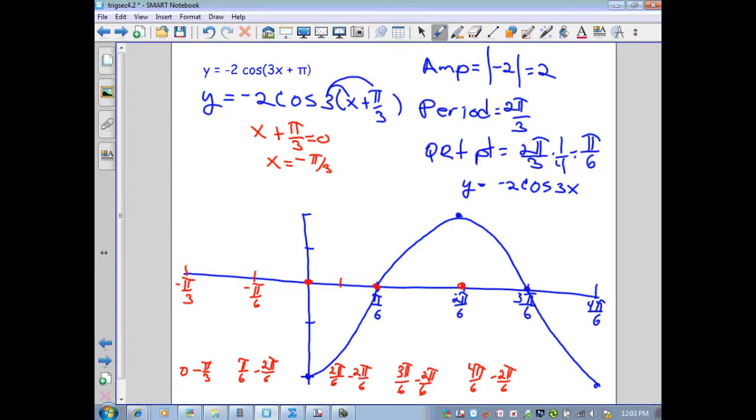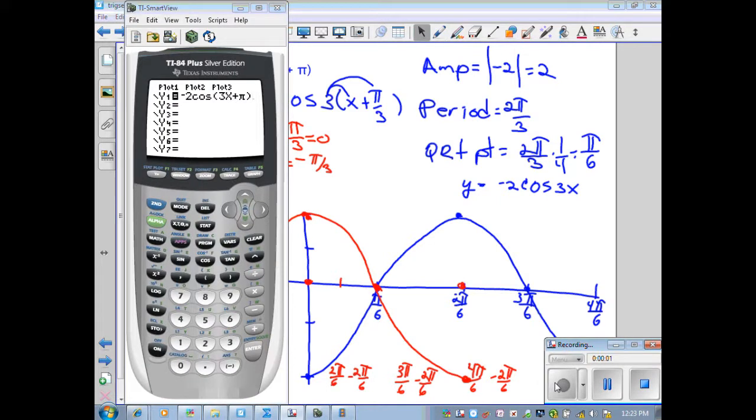Then we shift each quarter point over by the amount of pi thirds to the left, which will give us negative pi thirds, then negative 2 to 0, to positive 2, to 0, to negative 2. Then I complete a smooth curve through those red points. And that represents the function y equals negative 2 cosine 3x plus pi.